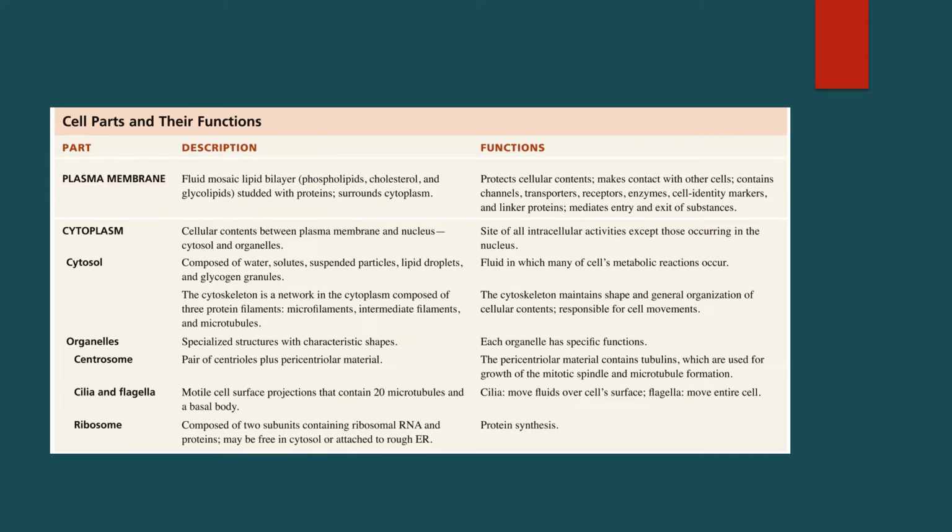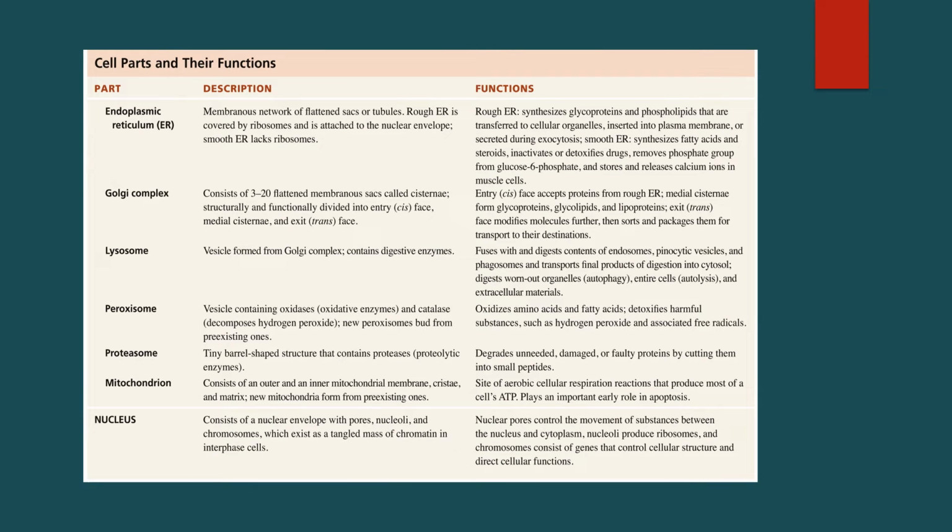So here we just have a nice little summary table going over the description and functions of different parts of the cell, including the plasma membrane, the cytoplasm, which includes the cytosol, and organelles. Also going to have a lot of other organelles here that we will discuss a little bit later in this chapter, including the endoplasmic reticulum, or the ER, Golgi complex, and the mitochondria. And this table also shows the nucleus as well.